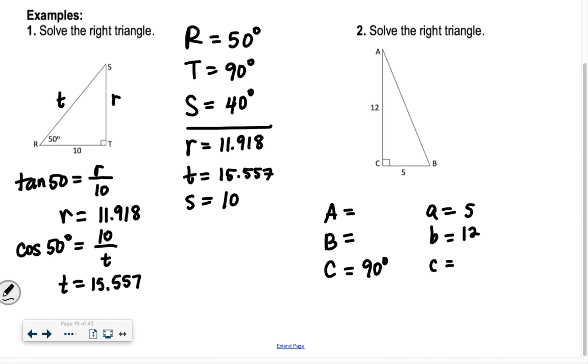So let's say I want to find angle A. In this case, I would set up an equation. I'd say tangent of angle A equals opposite over adjacent, right? Do you guys all see that? And this is where you use your inverse tangent. On your calculator, you do tangent to the negative 1 of 5 over 12, and we get A is equal to 22.620.